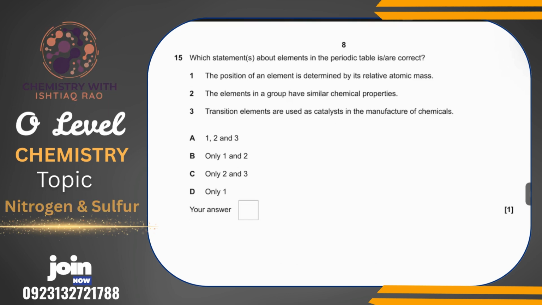Okay. So in 3, transition elements are used as a catalyst in the manufacture of chemicals. Yeah, this is also correct. So statements 2 and 3 are correct. So what does it mean? Option C is correct. That's it.